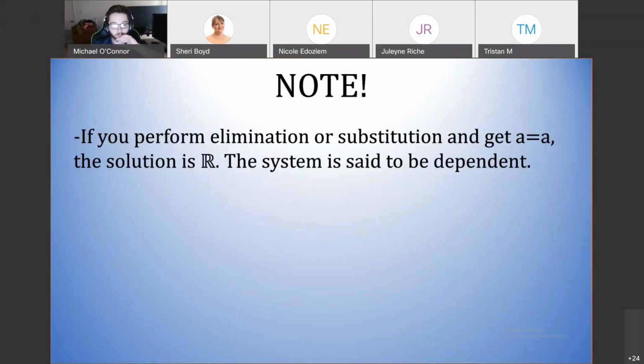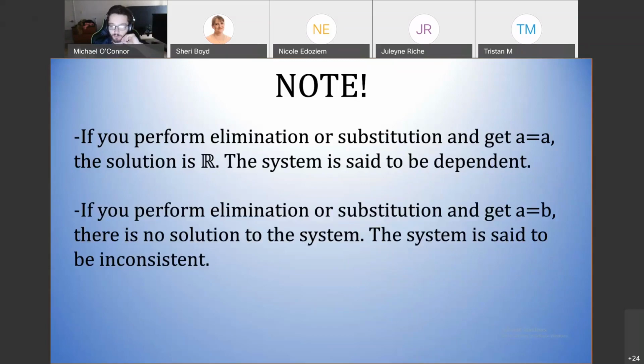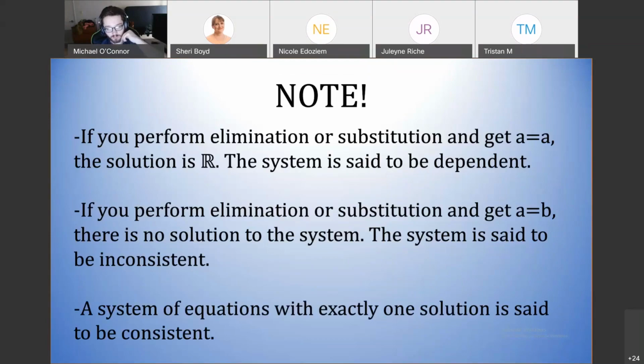Next, if you perform elimination or substitution and you get a equals b, so you get like 1 equals 2 or 0 equals 2, just some untrue statement, then there's no solution to the system, and the system is said to be inconsistent. And a system of equations with exactly one solution, like I showed you guys with the examples beforehand, is said to be consistent.